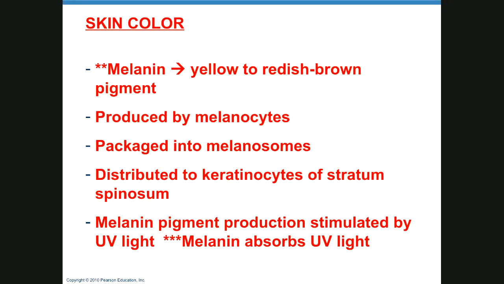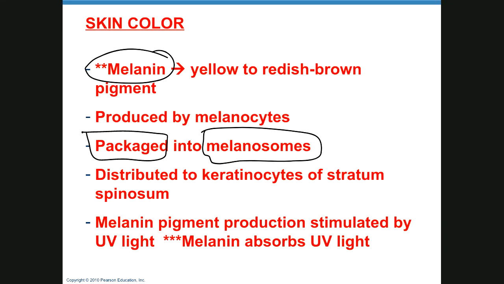And melanin is this yellow to reddish to brown pigment made by melanocytes. The melanocytes package the melanin into vesicles, little bags called melanosomes. And the melanosomes break off from the melanocyte, and they're sent to the upper layers, the stratum spinosum, to protect the keratinocytes in that layer. So the melanosomes are distributed to keratinocytes in the stratum spinosum.